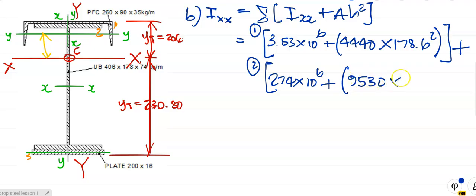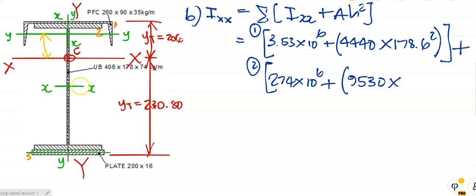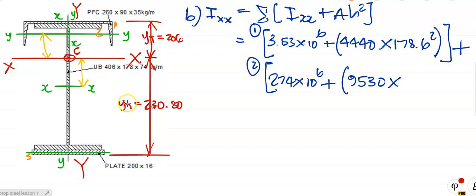Yes. Times what's h? H is the distance. Are you tuning in? H is the distance from the centroid of the element to the centroid of the whole cross section. Can we work at that? Yes, we can. Because we worked at y. I made a mistake here. I just saw now. My apologies. That there must be y bottom. Silly me. I hope you picked it up. Okay? Y bottom is 230.8 and not y top. Okay, sorry about that, people.